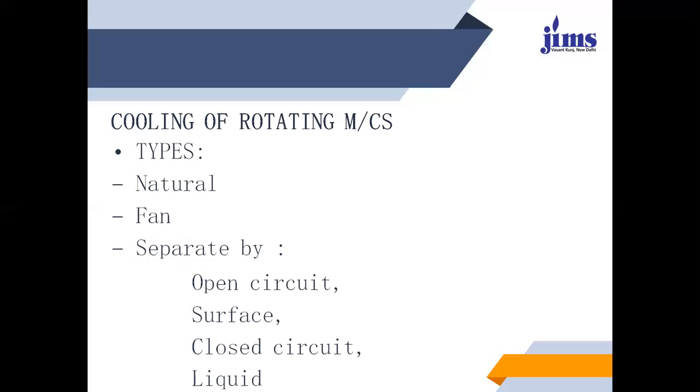There are three types of cooling. First is natural cooling, second is fan cooling, and third is where the coolant is kept separate. It can be in the form of an open circuit, a surface, a closed circuit, or a liquid structure. Whenever there is a liquid structure, the cooling will be quite different. For a closed circuit it will be different, for the surface it will be different, and for the open circuit it will be different. So the cooling will be natural, fan, and artificial in nature, and artificial means there are four categories for providing the cooling process of the machine.